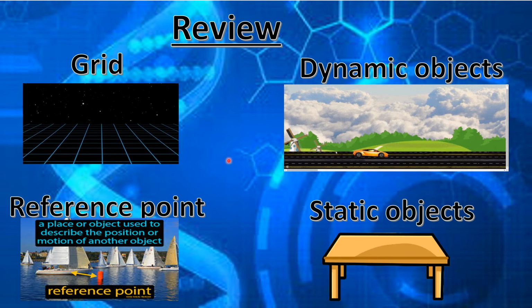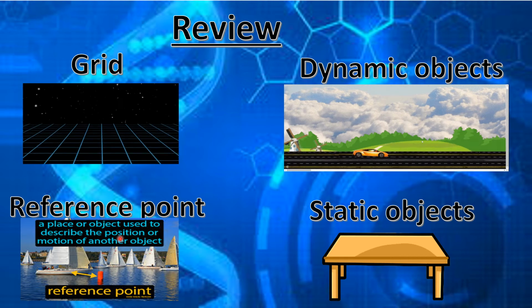So now we're going to review the topic that we had last week, which is about the position of an object. So we have this word grid. What is a grid? A grid is a series of lines perpendicular to each other. When you say perpendicular, they overlap each other at 90 degrees.